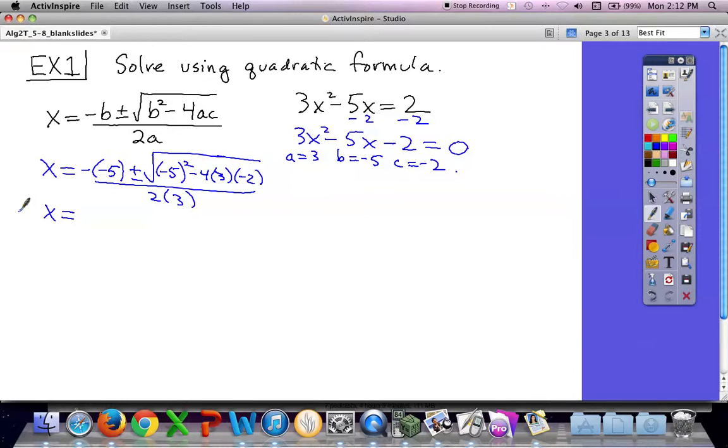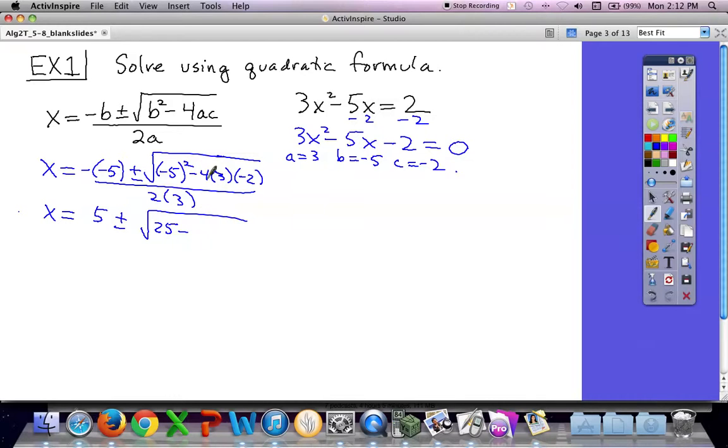Okay, that's just plugging in for the 3 letters that are there. Okay, now we need to do some simplifying. The first one, negative 5 is the positive 5. What is negative 5 squared? 25. Positive 25. That is usually a place where there's going to be a mistake, that you're going to put negative 25 here, but it's actually positive 25.